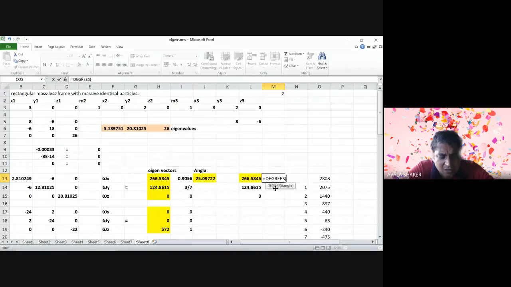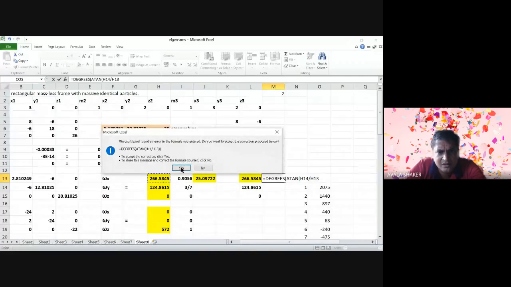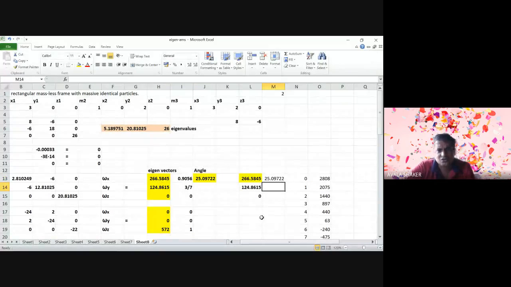We want the tan inverse. So the tan inverse formula is atan, and that is omega y divided by omega x. So the angle works out to be around 25 degrees with respect to the x-axis.